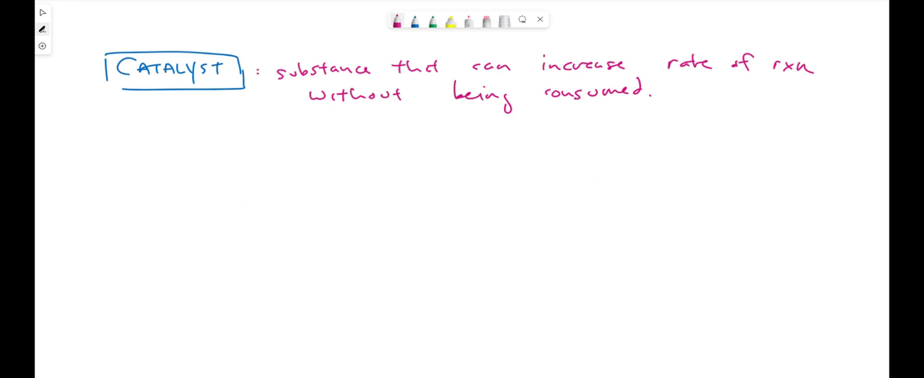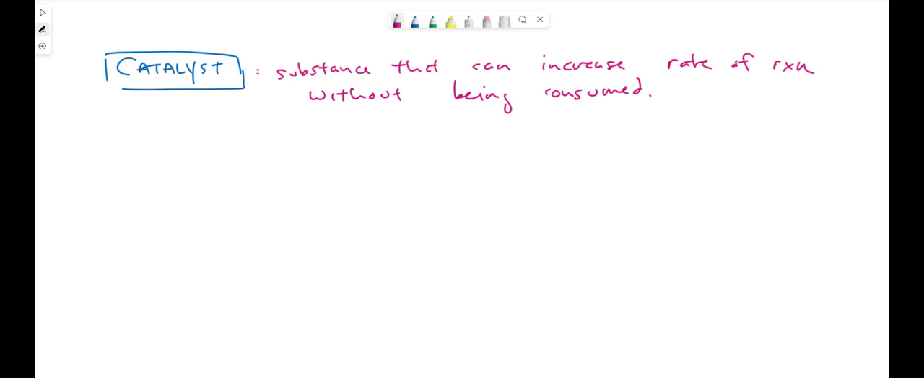Okay, so now that we understand the basics of rate in chemical reactions and the idea of activation energy as the sort of impediment, this extra energy that we need to get from reactants to products, we can introduce this final idea, which is catalysis.